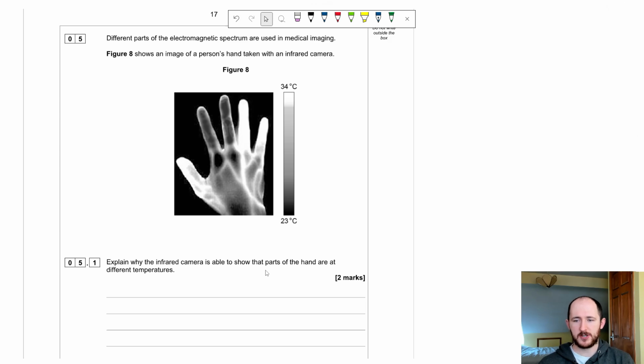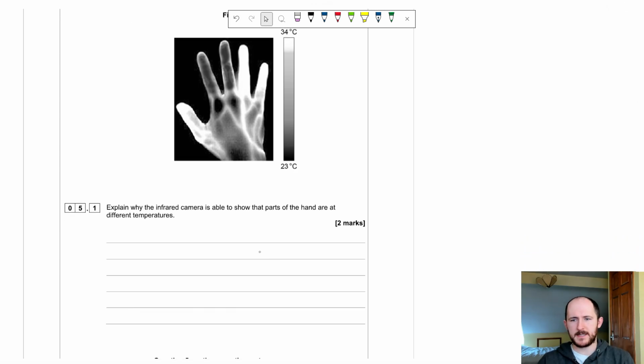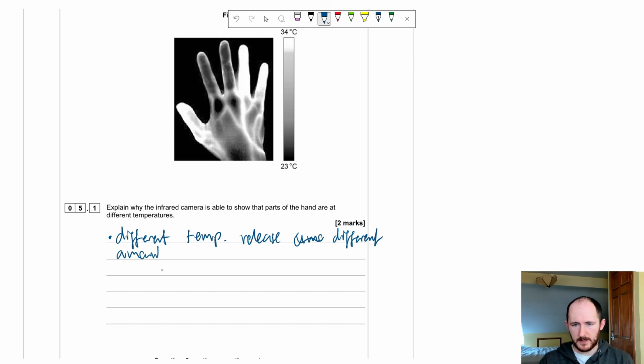Explain why the infrared camera is able to show that parts of the hand are at different temperatures. So this comes to what is infrared radiation. Infrared radiation is released from hot objects. So different temperatures release different amounts or intensities. We should really use the word intensities because we're being very scientific, of infrared radiation. So essentially hot objects release a lot of it, and cooler objects do not release as much of it.